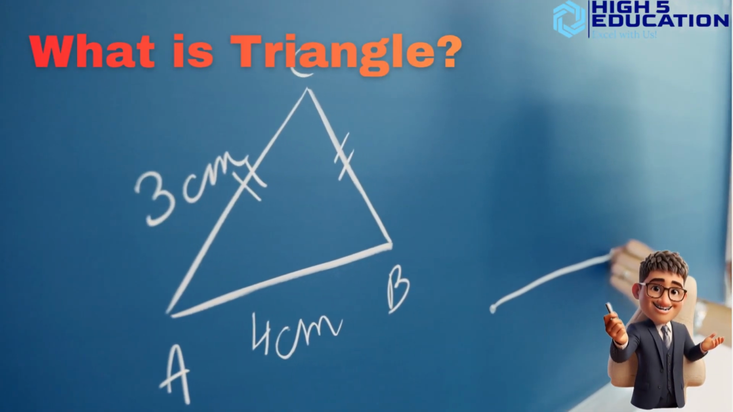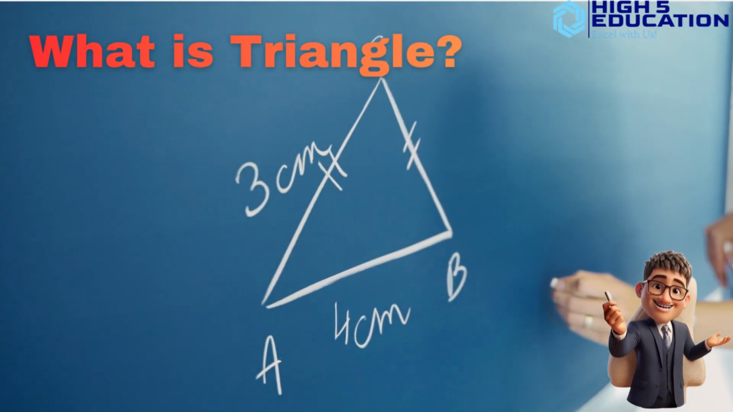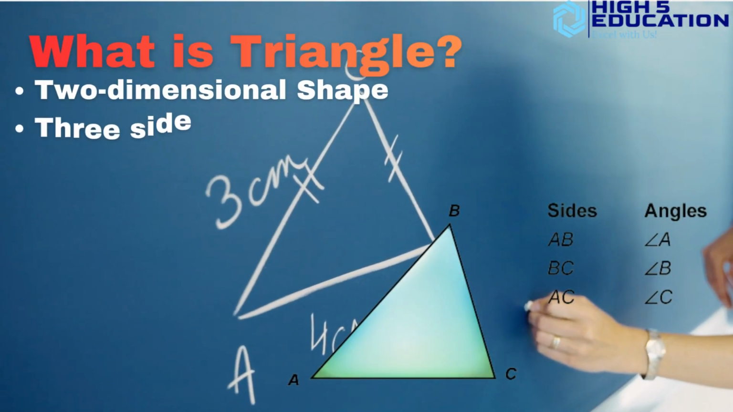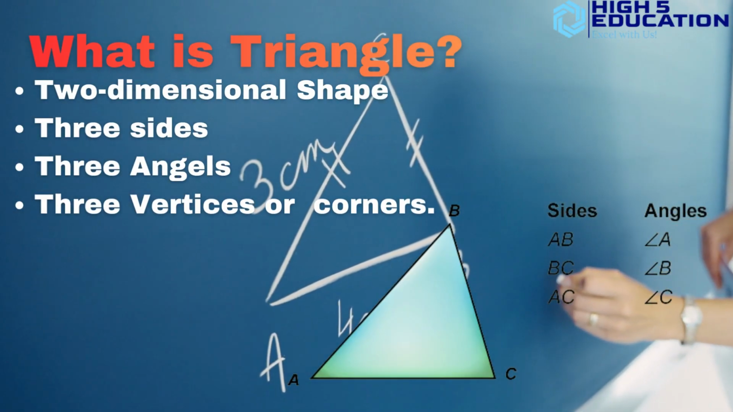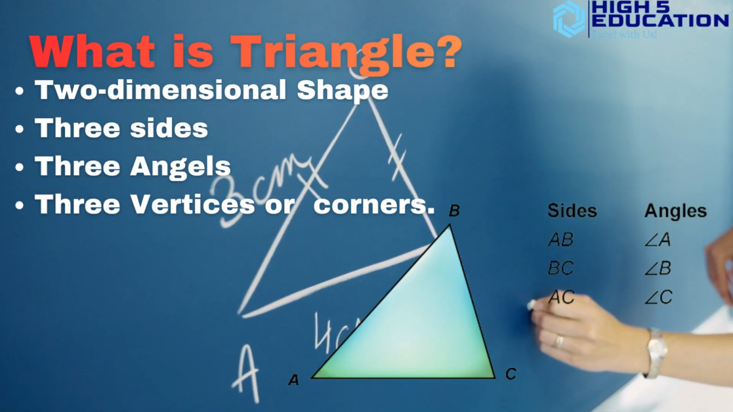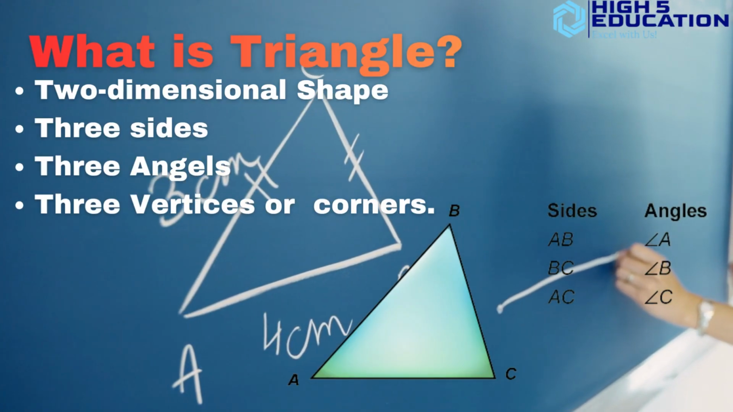Now, before we learn how to classify triangles, let's first understand what a triangle is. A triangle is a two-dimensional shape with three sides, three angles, and three vertices, or corners. It is one of the most basic and important shapes in geometry.